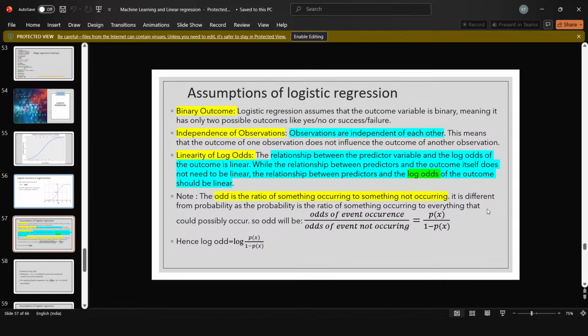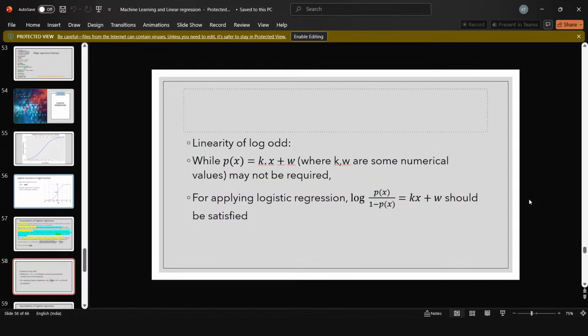Yeah, that is what is given here. P of x is the odds of event occurrence. 1 minus p of x is the odds of the event not occurring. So for applying logistic regression, this should be satisfied.